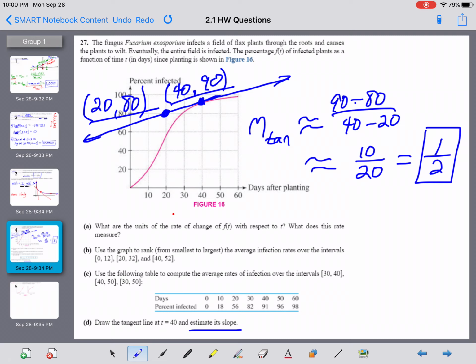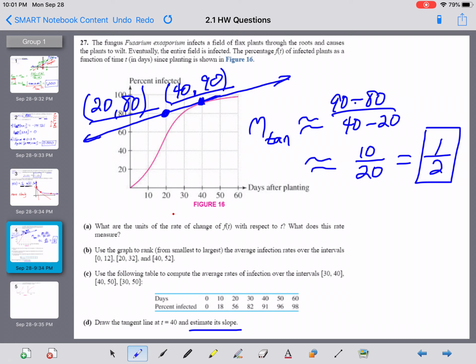Okay, so that's number 27. Now, I should be clear here, guys, and actually I'm looking at the answer right now in the book. They don't have it as 1/2. They have it as 0.55% per day. And you'll notice that 0.55 is really, really close to 1/2, but it's not quite right.